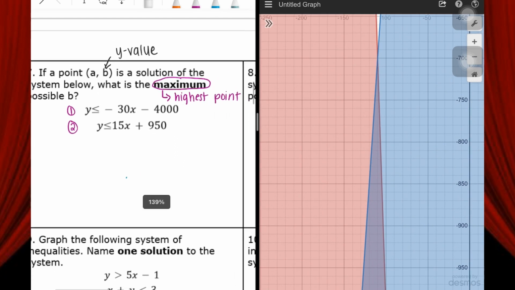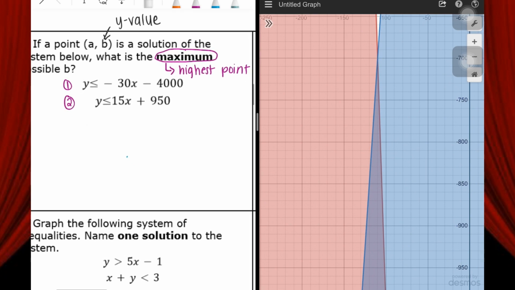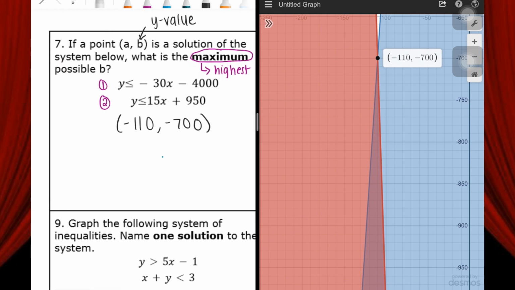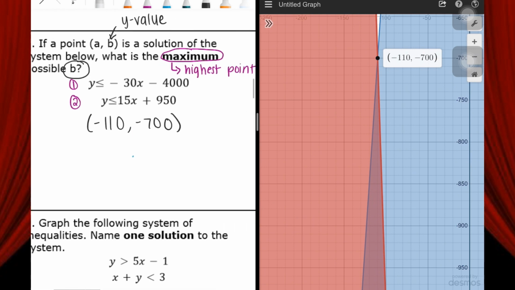But it's asking for the maximum, the highest point. So here's your maximum point where the blue and red intersect, and that is at negative 110 and negative 700. So this is my maximum point. However, remember, it's asking for the maximum of B, which is my Y value.